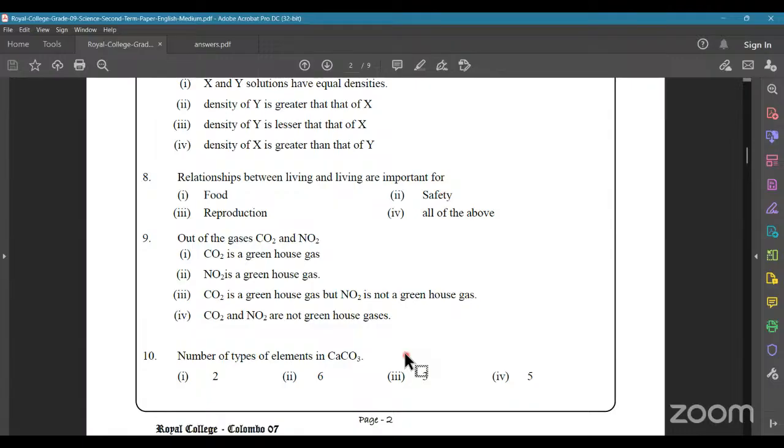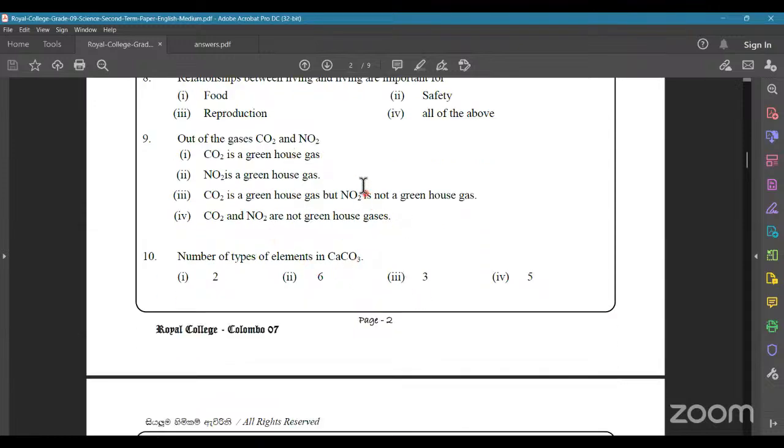But here in the question paper, they haven't given an option saying nitrogen dioxide is a greenhouse gas. Actually, nitrogen dioxide is not a greenhouse gas; carbon dioxide is the only one. So just remember some examples of greenhouse gases like carbon dioxide, methane, sulfur dioxide, CFC. These gases are harmful to the environment. So here we can say the answer is carbon dioxide is a greenhouse gas, but nitrogen dioxide is not a greenhouse gas.